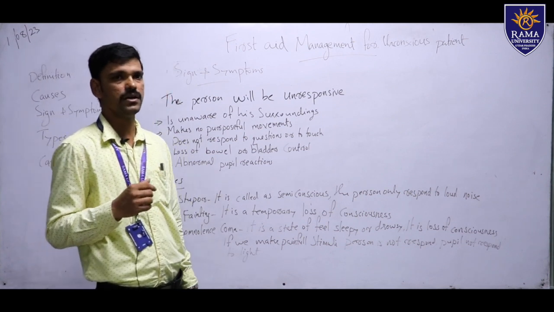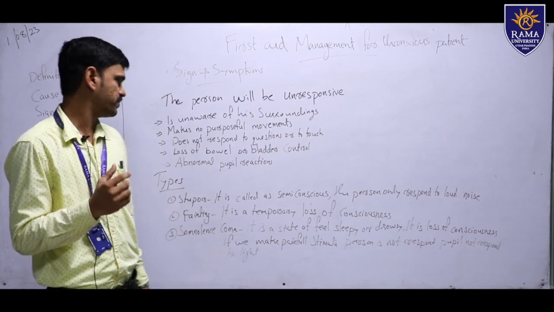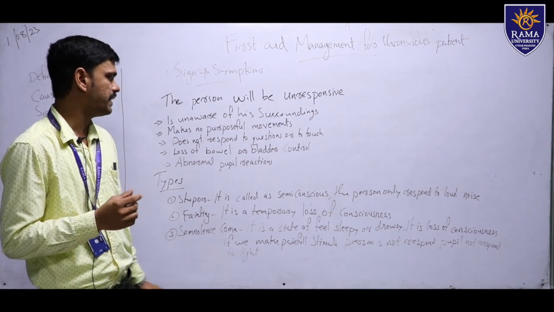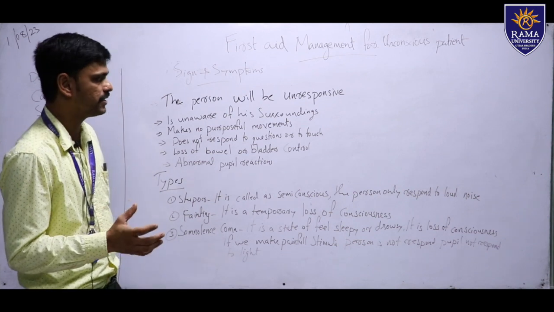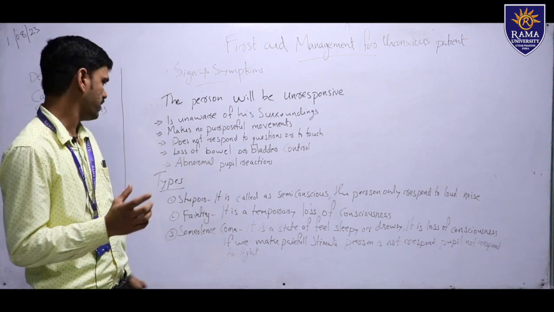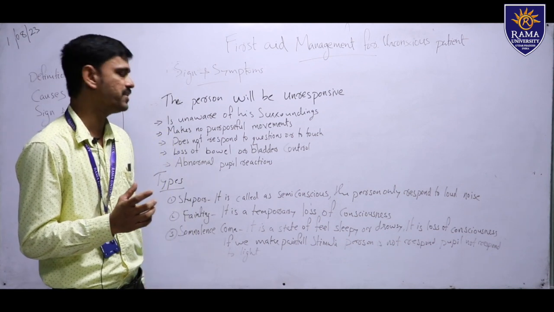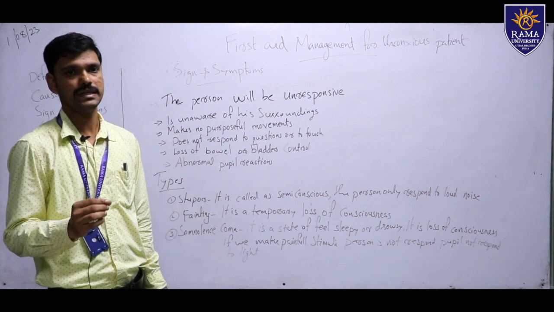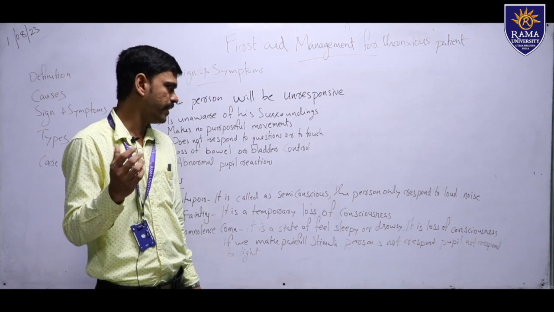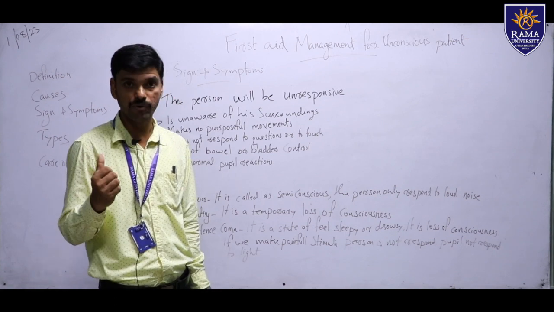Next we will see the types. What are the types of unconsciousness? The first one is stupor. What is stupor? It is called semi-conscious. The person will only respond to loud noise. If we make any loud noise, he will respond.